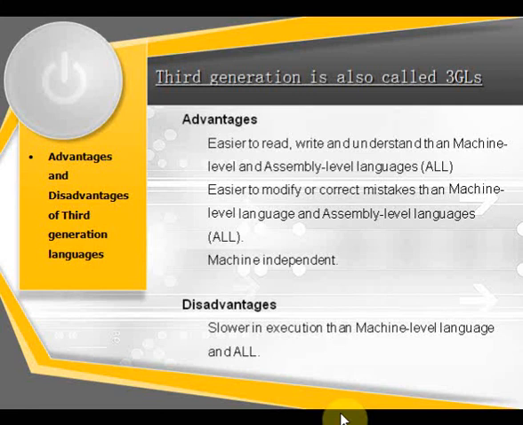Now, disadvantage: it's slow in execution compared to machine language. Can you explain why?